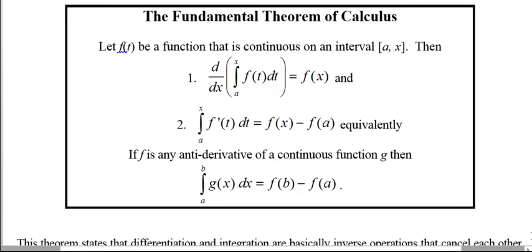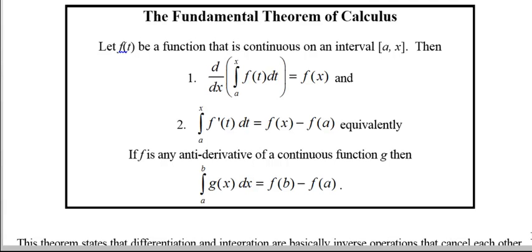So the Fundamental Theorem of Calculus says there are a couple parts to it. In both parts, we let f of t be a function that's continuous on an interval t going from a to x, a closed interval. Then if we take f of t and integrate it with respect to t from a to x, that'll give us a function of x. If we then take the derivative of that function with respect to x, we'll be right back at our original function f evaluated at x. This is the first thing that we did in our exploration about 2 videos back.